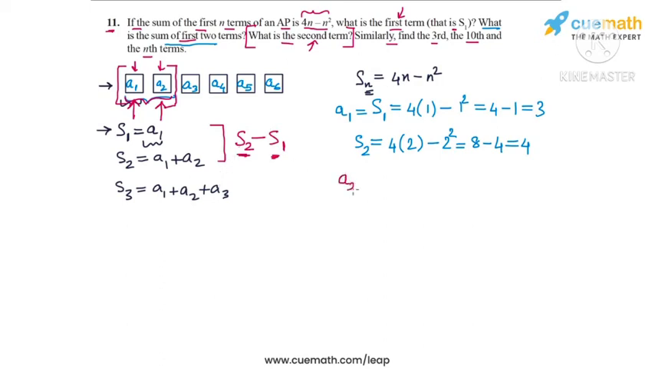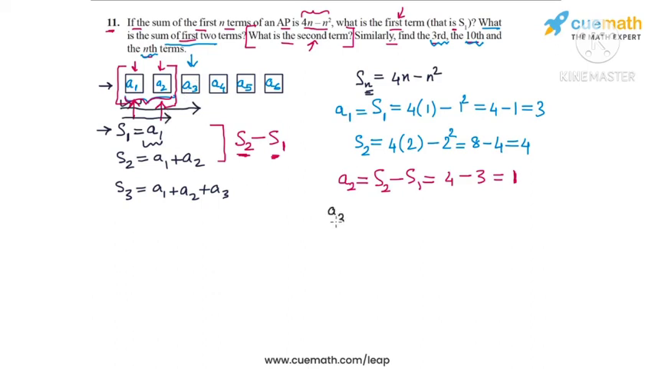So let's write it algebraically. A2 is actually equal to S2 minus S1. This is equal to 4 minus 3, which is equal to 1. So the second term is equal to 1. Now it says find the third term, the 10th term and the nth term. So what will be the third term, which is this term A3 here? To find A3, we will use a similar idea. We will find the sum of the first three terms, and from there we will subtract the sum of the first two terms. So that will just leave A3.